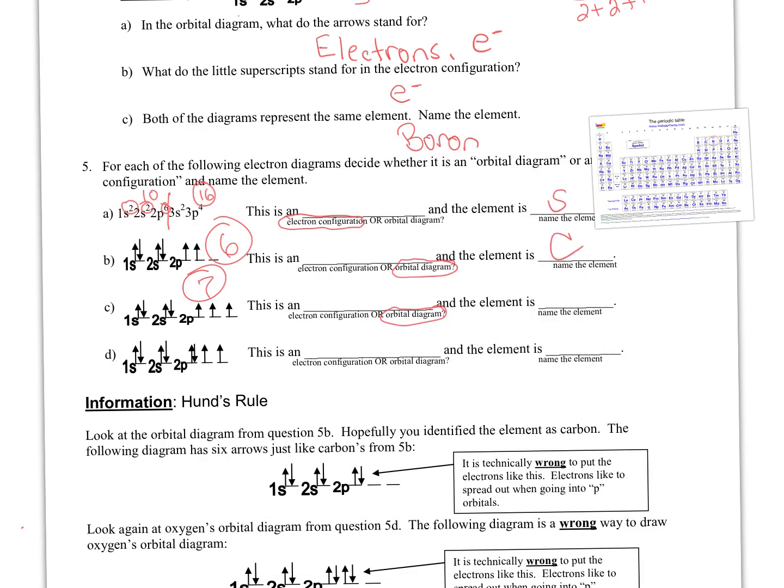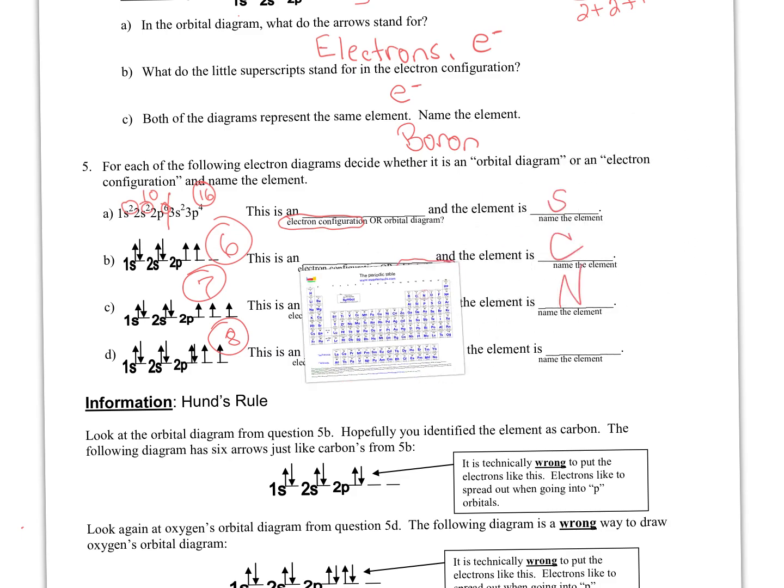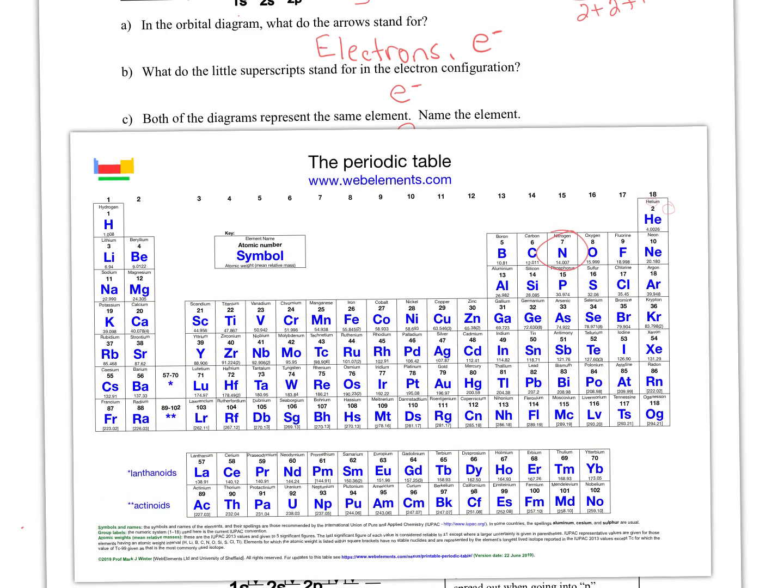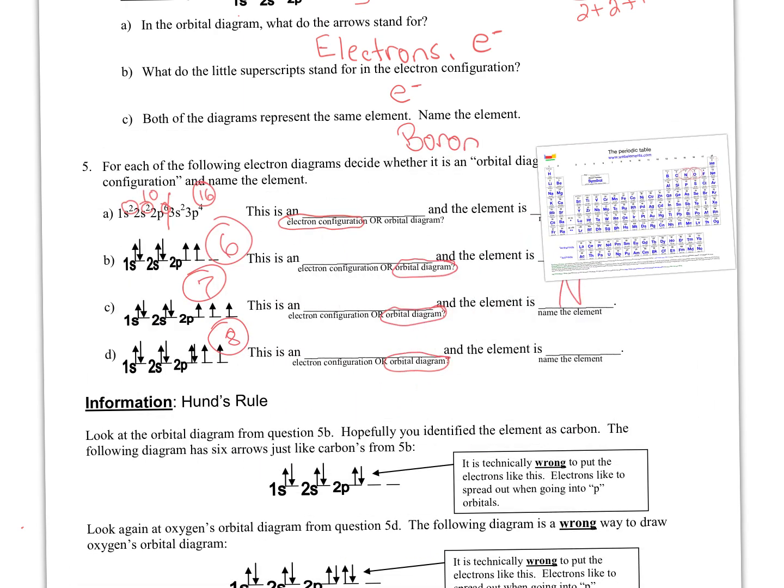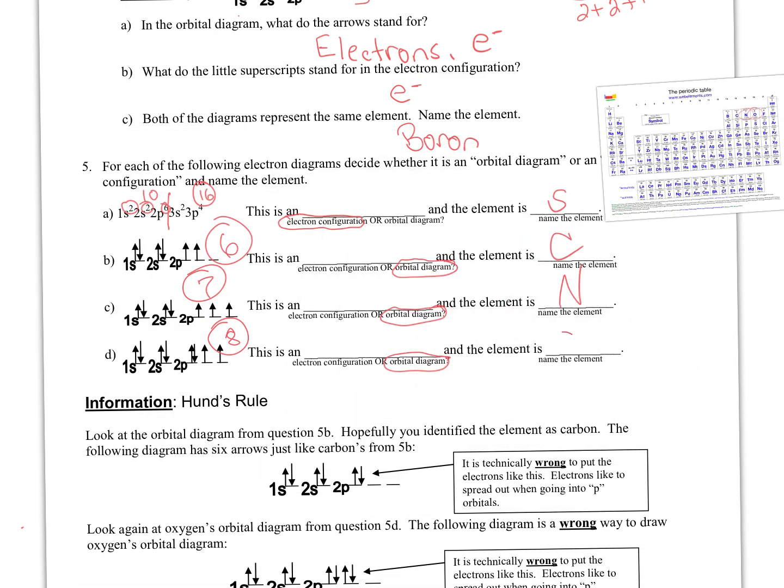All right, the last one for this question. That is an orbital diagram. And then you count the arrows, 2, 4, 6, 7, 8. We have a total of 8. And you get your periodic table. And who is number 8? That would be oxygen. So O for oxygen. Okay, that wasn't too bad.